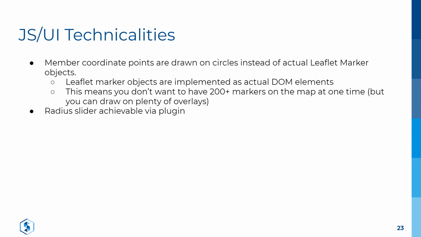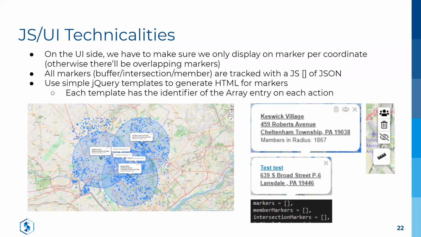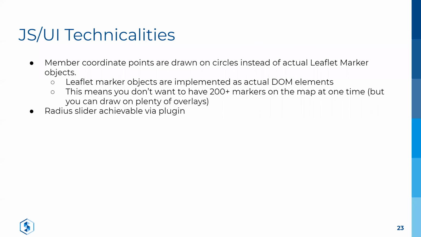But the upshot is, you can always just do a circle marker. A circle marker is essentially just a drawn-on circle, and it doesn't create a DOM element or anything like that. If I go back, you'll look at these dots and they almost all look the same, but in reality, some of them are actual markers and some of them are just circle markers. So that's one gotcha I ran into right away.